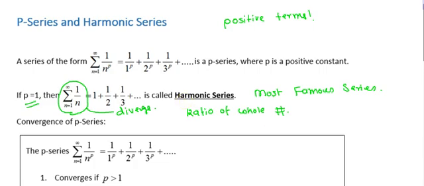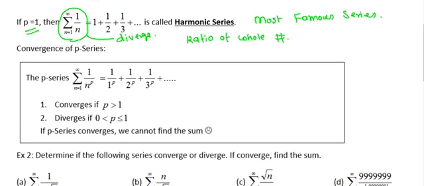Okay, so let's talk about what if P is not 1. This is the general form. I would say again, go back to the unit 6 P packet. There we say that if P is greater than 1, the series converges. If P is between 0 and 1, the series diverges. And if you think about it, it will make sense.